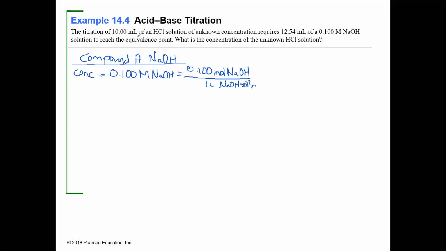I also know the volume, right? 12.54 milliliters. And I've told you guys with solution stoichiometry as well, just get out of milliliters and get it right into liters. So 0.01254 liters of the solution of the NaOH.